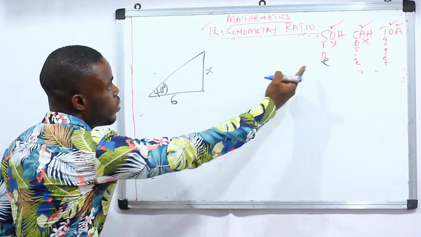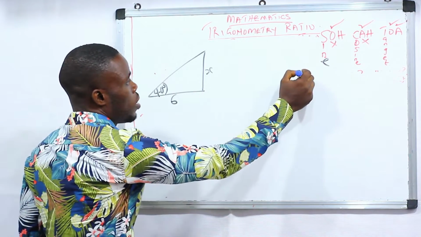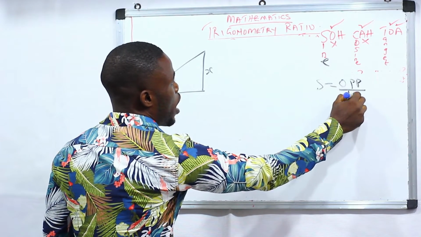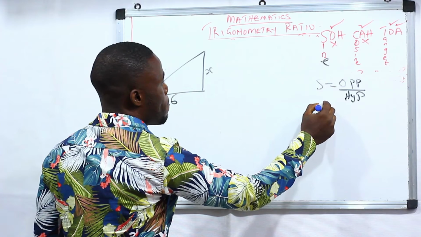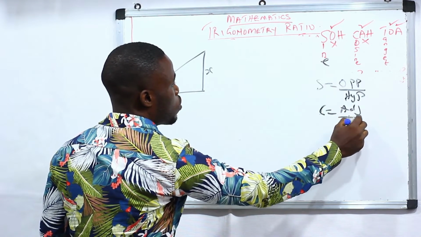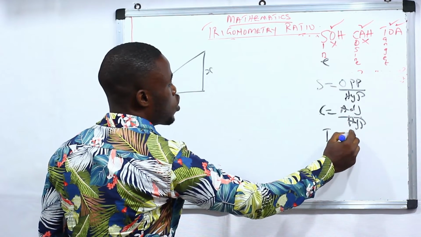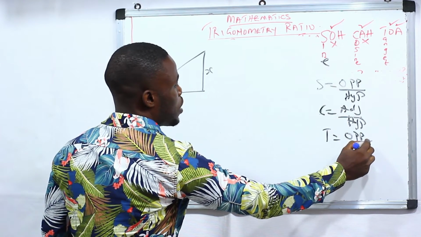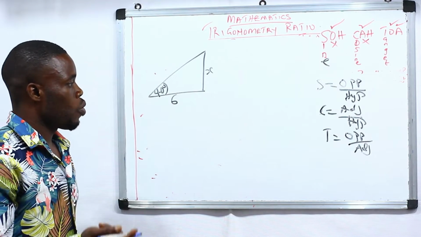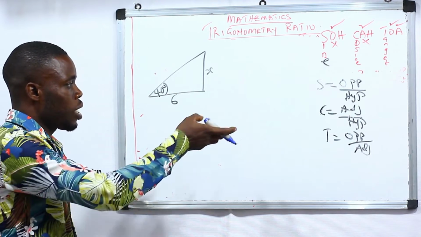Now, don't forget the formula that says that our sine is equal to opposite over hypotenuse, and our cosine is equal to adjacent over hypotenuse. Then our tangent is equal to opposite over adjacent. Please make sure you watch the first video. When you watch the first video, you'll be able to understand what I'm about to do.